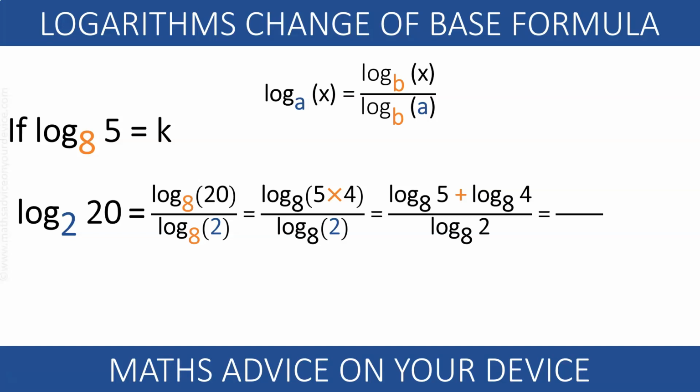Using the laws of logarithms, we know that the logarithm of the product is the sum of the logarithms. The logarithm of 5 base 8 is given to us, k. The logarithm of 4 base 8 is a bit more tricky. We can always use the change of base formula again to figure out that is 2/3. We can figure out log base 8 of 2 using the change of base formula, 1/3.